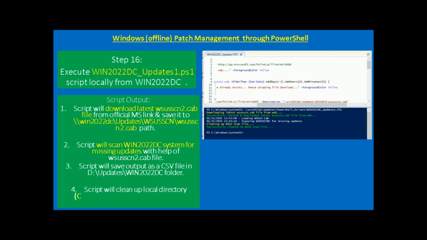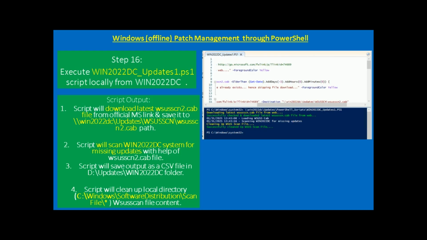And the last one: the script will clean up our local directory, because while scanning the machine, wsusscan is always extracting its content and it's in GB. After scanning it is of no use once the results are obtained, so we need to clean up. So what is the local path for any machine if you are scanning it for the missing updates using the offline wsusscn2.cab file? The path will be C:\Windows\SoftwareDistribution\ScanFile folder. Okay, so it is cleaning up that content also.